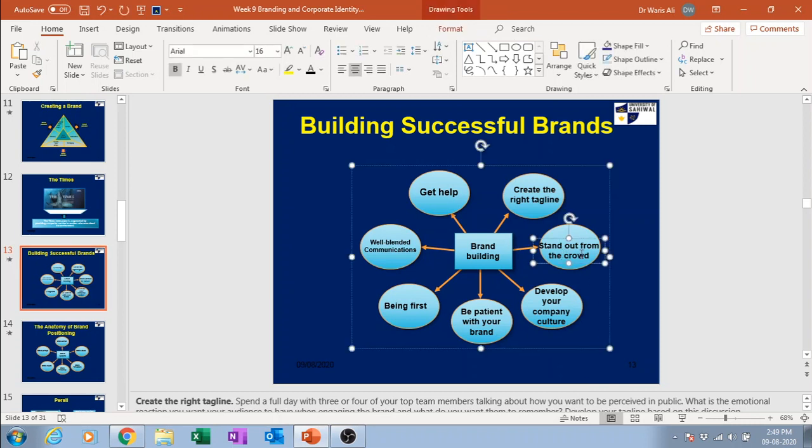And then stand out from the crowd. Keep in mind one thing. In a market, there are going to be a lot of competitors offering similar products, and they have also built their image in the market. Now, what you need to do? You need to position yourself in such a way that customers can easily distinguish you from other companies. If you fail to distinguish your product from your competitors, you will never be able to build a successful brand.